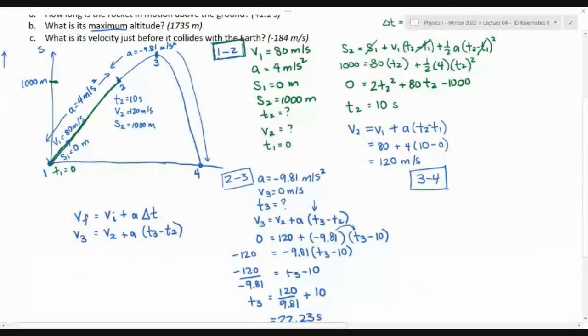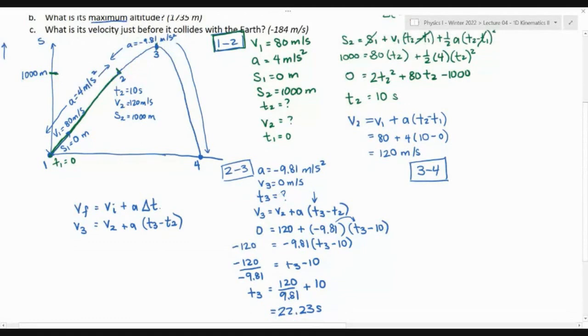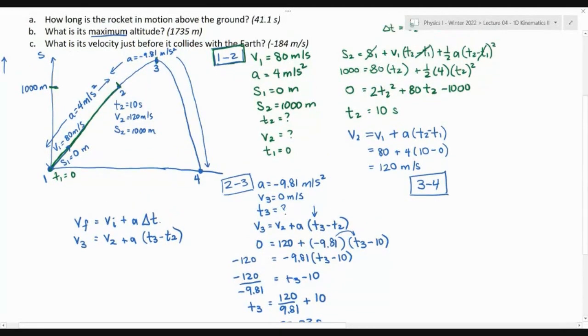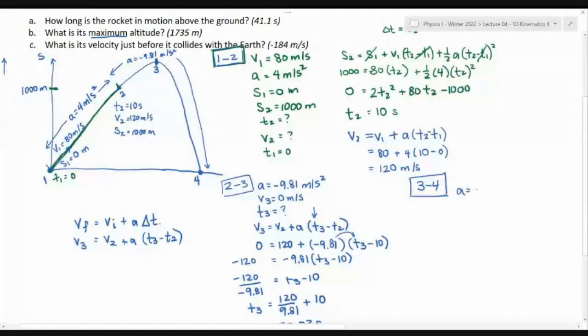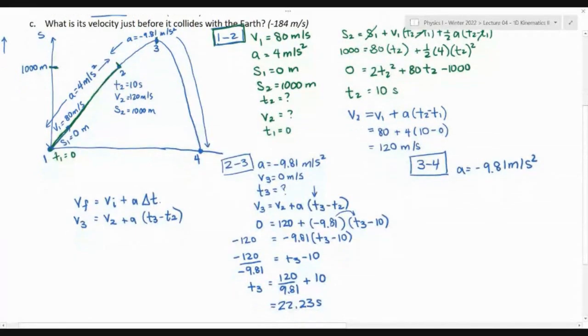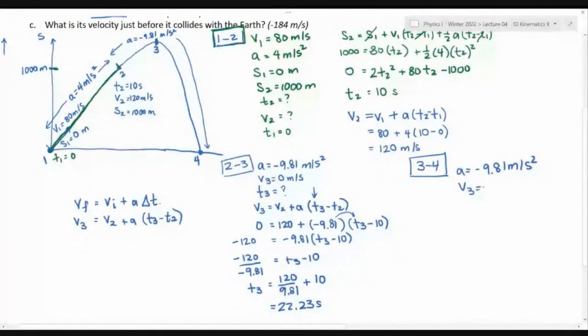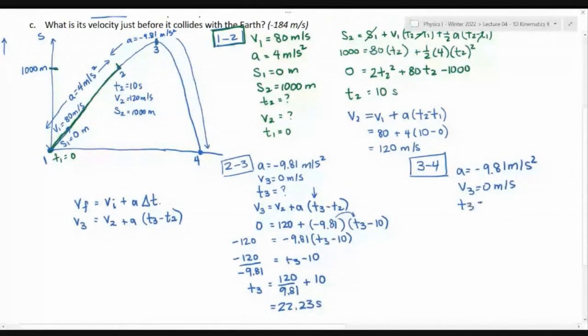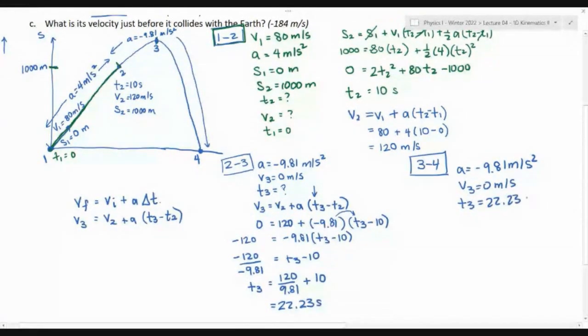From 3 to 4. So at 3, now we know what the time is. At 3, it was 22.23 seconds. We know what the velocity was, 0. And we still know that the acceleration all the way from 3 to 4 is still the same number. It's negative 9.81 meters per second squared. It's still in free fall. Okay. So we have V3 is 0. T3 is 22.23 seconds.